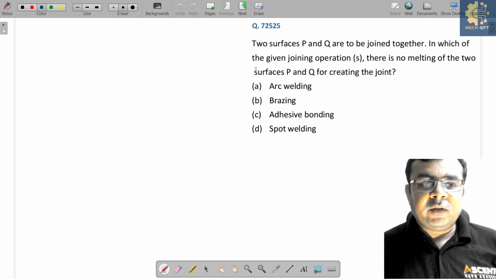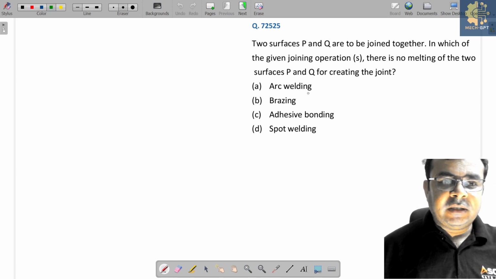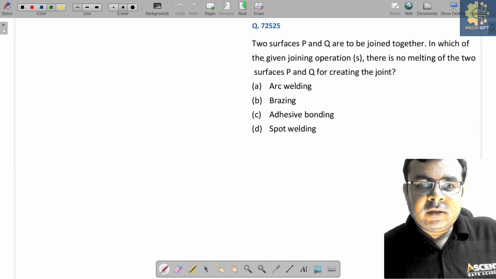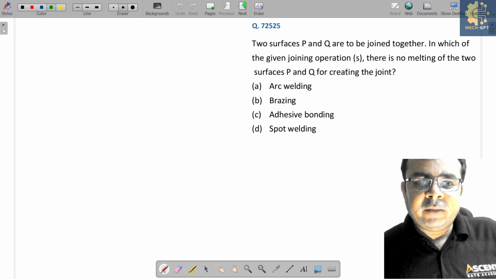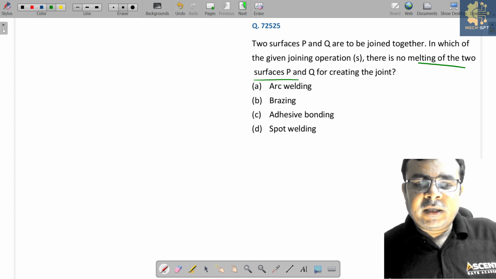Okay, so let's see the question, a previous year GATE question on welding processes. The first one: two surfaces P and Q are to be joined together. In which of the given joining operations is there no melting of the two surfaces P and Q for creating the joint?